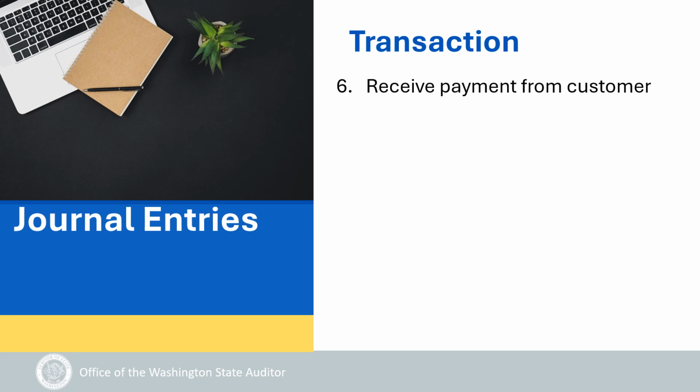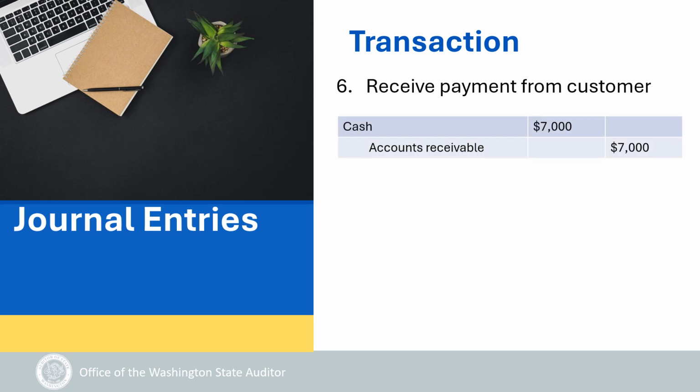Now we receive payment from customer number 1. We are getting cash, so we debit cash to increase it. What about the credit side? Well, the customer made their payment, so they no longer owe us money. Our accounts receivable balance needs to be decreased. To decrease an asset, we credit it. Our journal entry debits cash and credits accounts receivable.